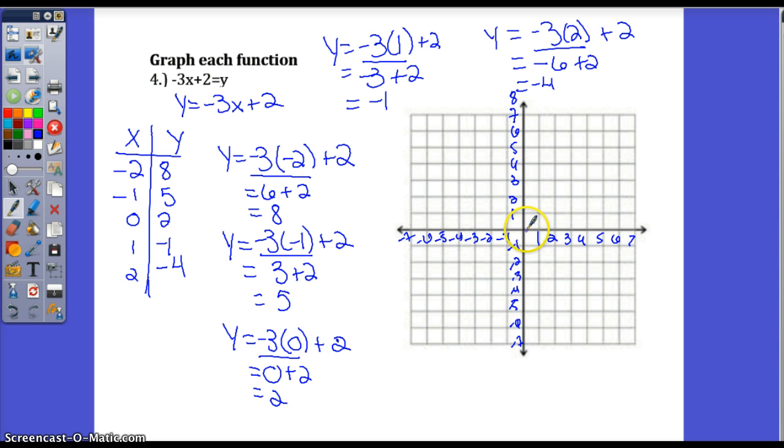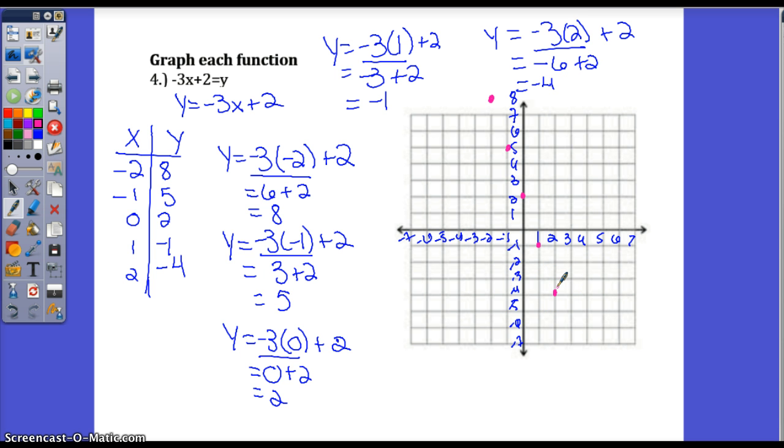So we have negative 2, 8. Negative 2 up to 8. That's why I added that extra one. Negative 1 up to 5. 0 up to 2. 1 down to negative 1. To the right 2 down to negative 4.